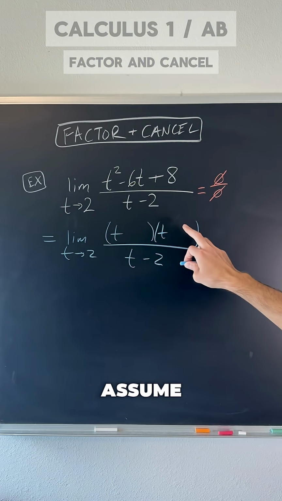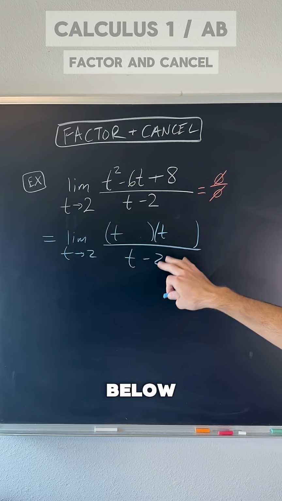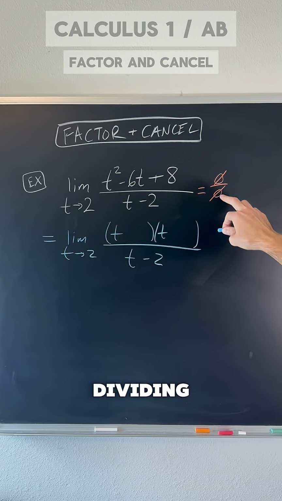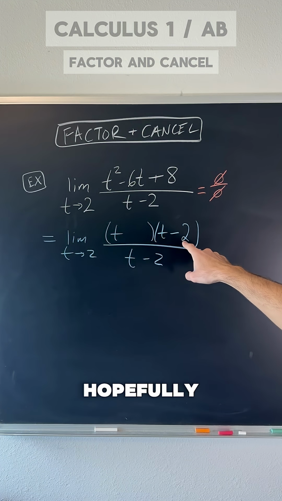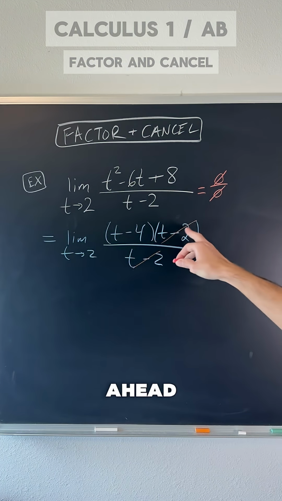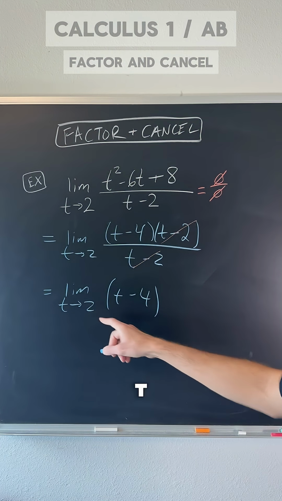When factoring, we'll assume that one of the factors will be equivalent to the t minus 2 factor down below, because our hope is they'll cancel out, and that would stop us from dividing by 0. With that assumption, hopefully we can see that this factor becomes t minus 4. With that, we go ahead and cancel out our like terms, and now we're left with the limit of t minus 4 as t approaches 2.